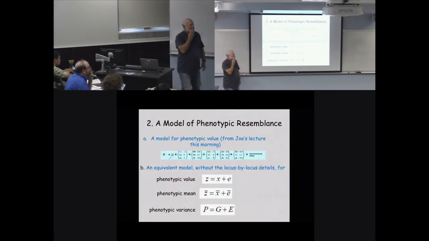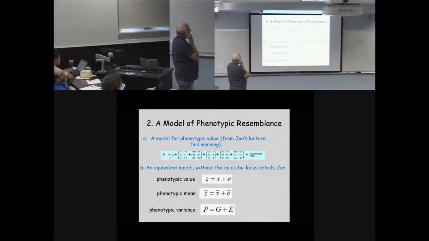Okay, what about a model for phenotypic resemblance? As Joe pointed out, this came later, not just from Fisher, but also from Wright and from Weinberg. And let's just recap what Joe was saying earlier. This is from an earlier version of Joe's lecture. And here's the model, phenotypic value. We look at contributions to the mean from four different loci, and also from an environmental effect.